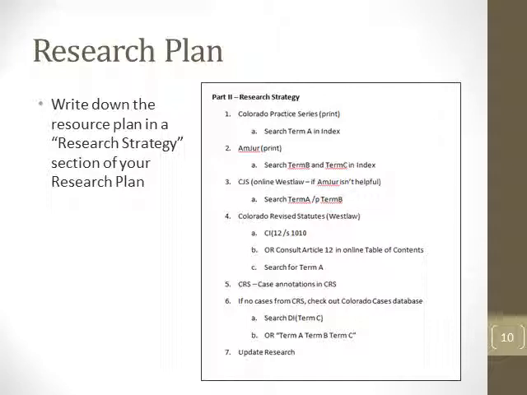I might then go to Colorado Revised Statutes on Westlaw and use a search term, or I might use the online table of contents to find where I'm going. And then I can use the case annotations as step 5. And if there are no cases or I need to find additional cases, I might go to the Colorado Cases database, use certain search terms. And then finally, I'll update my research. Every search strategy should include updating your research.